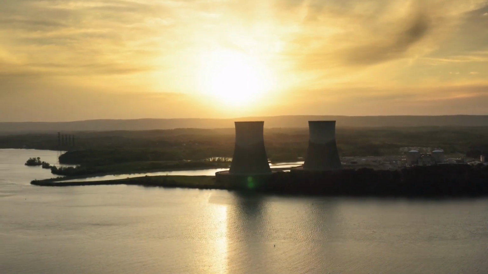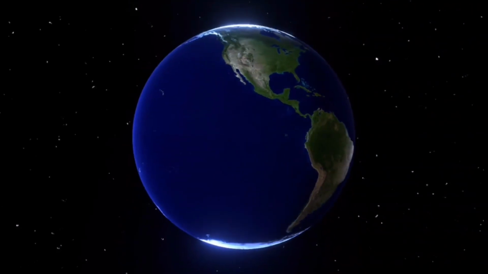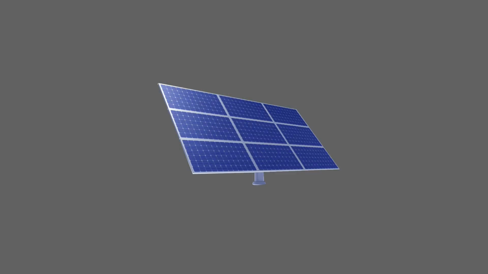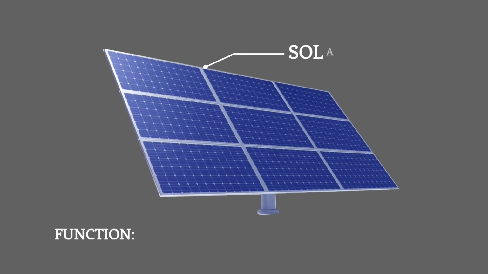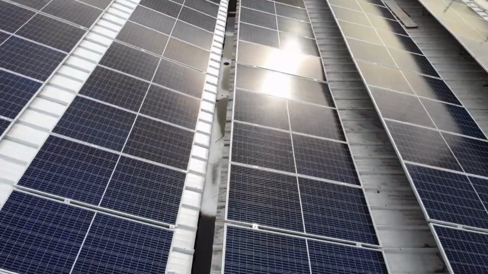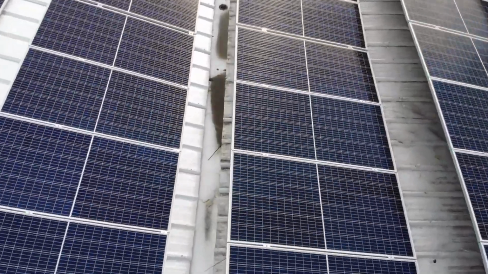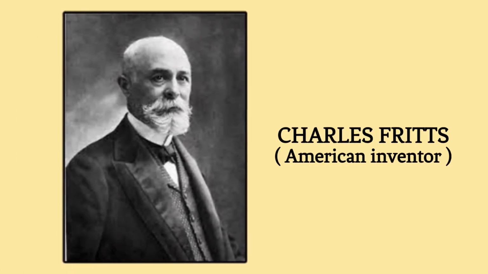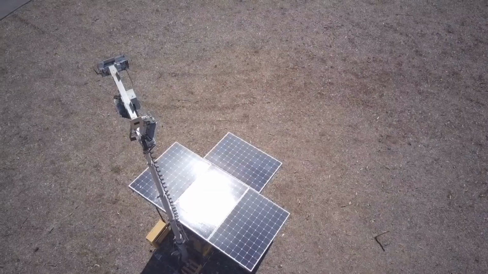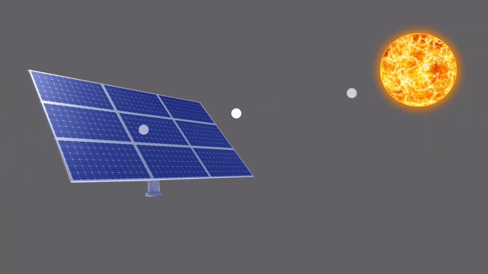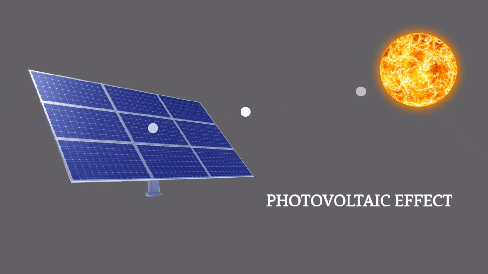Solar energy is the most abundant energy on planet Earth. To efficiently harness and convert this energy into electricity, a device called a solar panel must be adopted. The first commercial solar panel was created over 140 years ago by an American inventor named Charles Fritz. For a solar panel to work perfectly, it needs to follow some principles of photovoltaic effect.